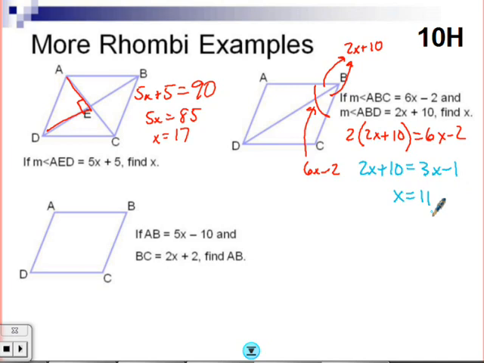At the bottom, if AB is 5x minus 10, and BC is 2x plus 2, and this is a rhombus, then those are going to equal each other. So 5x minus 10 equals 2x plus 2. Then we get 3x equals 12 and x equals 4.